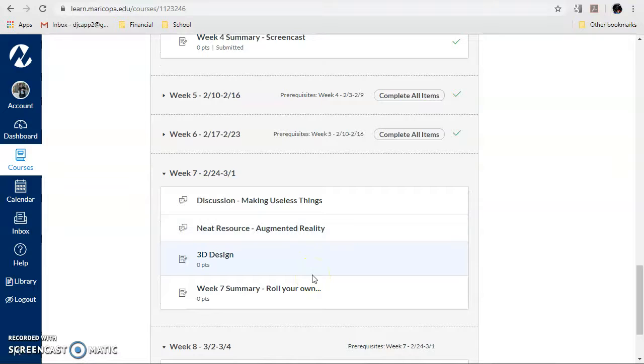It's a lot more fun, a lot more interactive than a PowerPoint. It's certainly easier for me. So screencasting, if I had my way, I probably would do every weekly summary with a screencast.